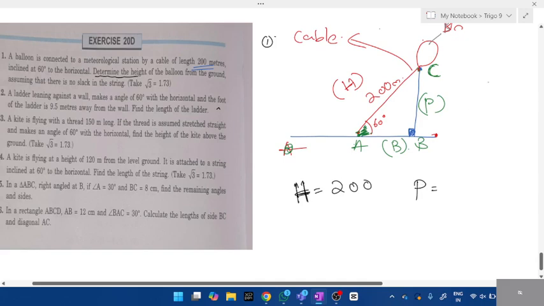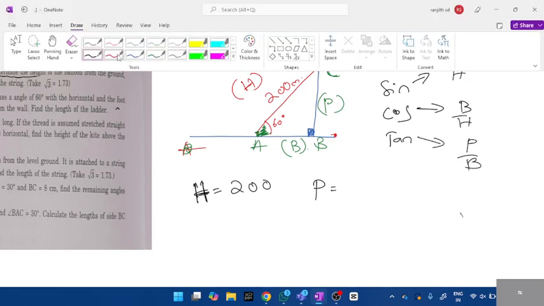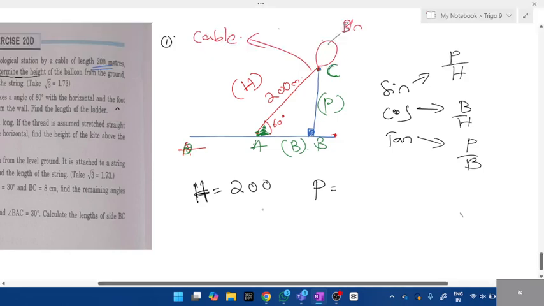Now in this we use three formulas, students. Only three formulas we use: sine, cos, tan. Which out of these three has perpendicular and hypotenuse? Sine formula is perpendicular by hypotenuse. Cos formula is base by hypotenuse. Which out of these three has perpendicular and hypotenuse? Sine theta. Very good.